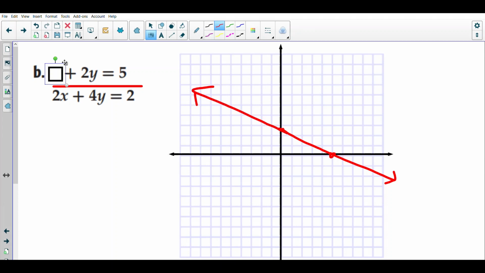Okay, and then I'm going to use my blank out square again. So I cover up 4y, so 2x equals 2. Solve for x, divide by 2, we get x equals 1. So I'm going to plug in for x right there, x equals 1. And then I'm going to blank out my 2x, so I get positive 4y equals 2, divide by 4. I get y equals 1/2.